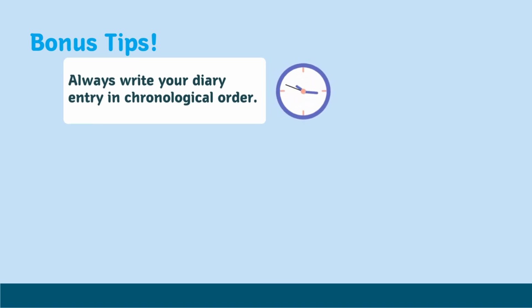But let's just go over a few bonus tips to make sure that you perfect all of your diary entries in future. So the first tip is that you should always write your diary entry in chronological order. That just means in time order. So if you're writing about one individual day, start with the beginning of the day and then work through the day in individual paragraphs until you get to the evening or nighttime. And that way, your readers will be able to follow your diary entry easily.